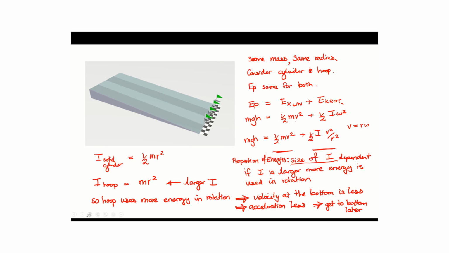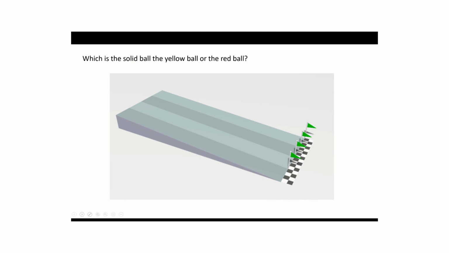So if we just look to the next slide, it's the same picture, and I'm asking the question, which is the solid ball or the solid sphere? The yellow one or the red one? Which is the solid sphere? And for those of you who want to look at it, why do they arrive at the bottom in the order that they do? And that's the end of the video.